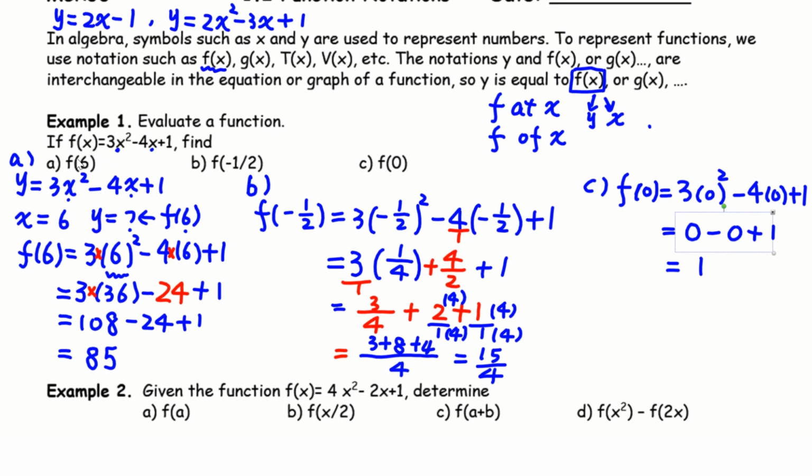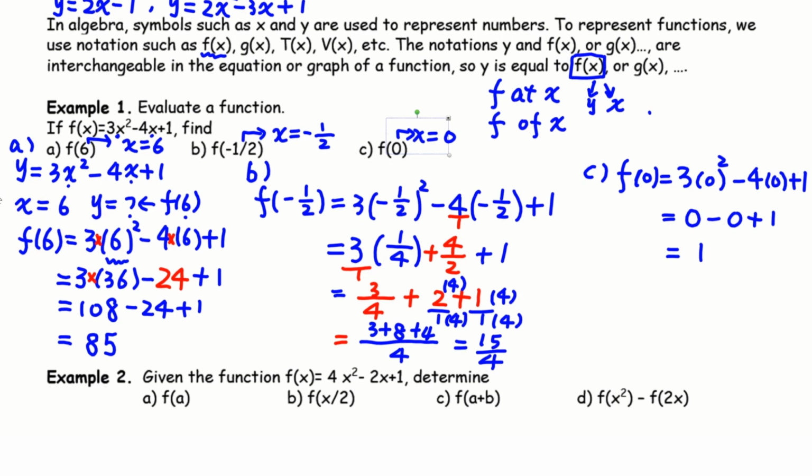It's not f times x, so it's not the whole thing times x. This one means input x equals 6. This number means input x is negative 1 or 2. F at 0 means x equals 0. You sub in, then the value of this expression is f at 0. So this is for example 1.